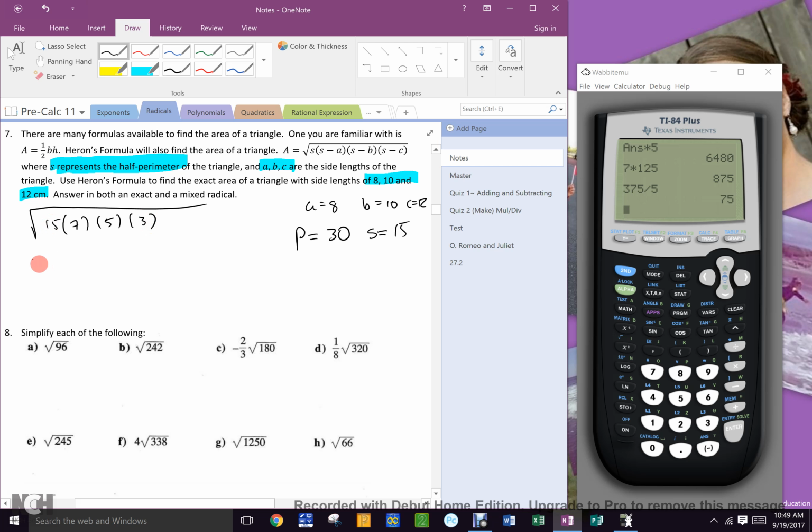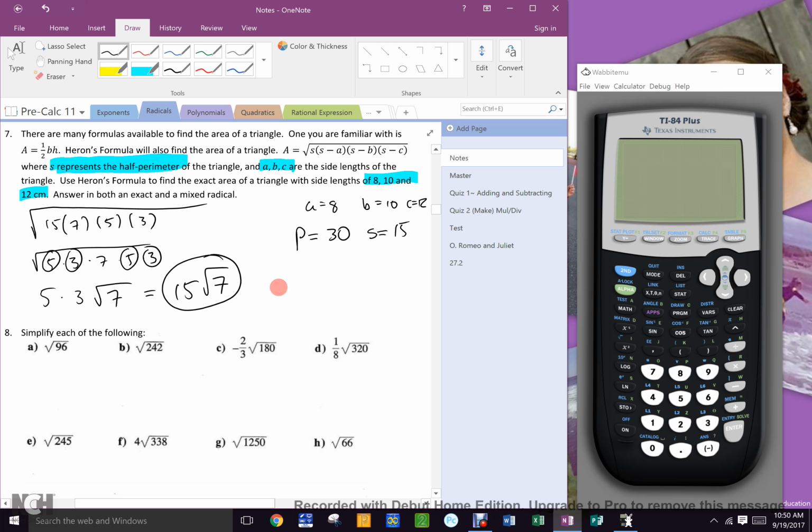And then all I got to do is break that down. 15 is 5 times 3 times 7 times 5 times 3. There's a pair, there's a pair. Out comes a 5, out comes a 3, and I left the 7 under there to get 15 root 7. But it's also 15 times 5 times 3 times 7. It's also the root of like 4,000 and something. Then I simplify each of these.